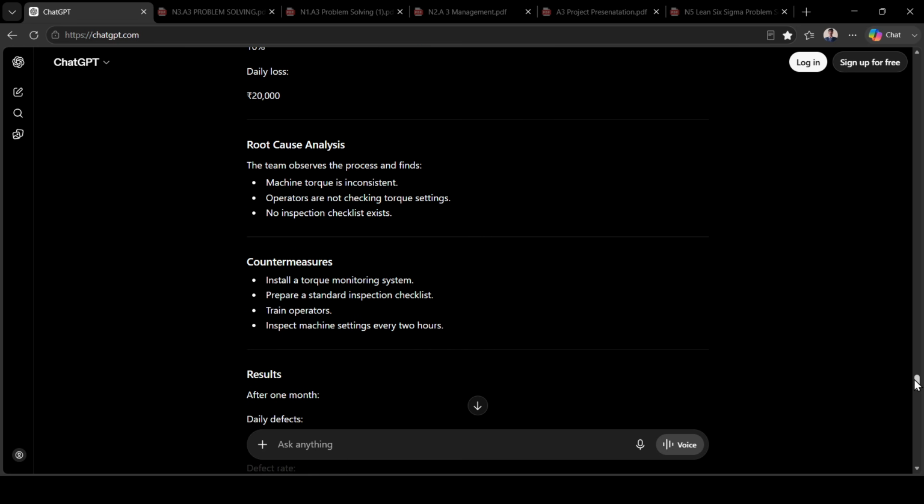Root cause analysis: the team observed the process and found that machine torque is inconsistent, operators are not checking the torque setting, and there is no inspection checklist.